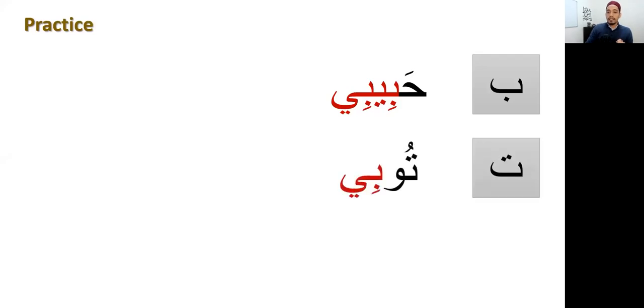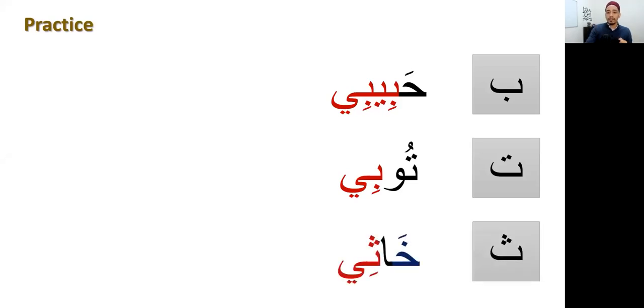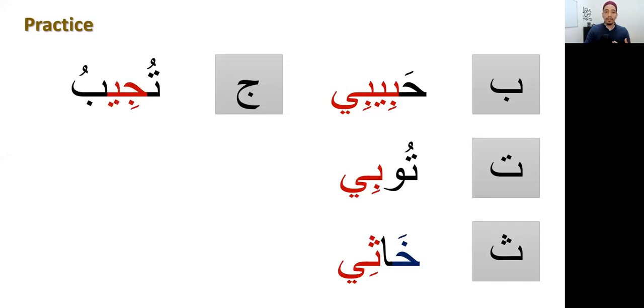Letter ta. Tubi. Can we see the waw mad in the beginning? Tu, and then I have the bi. That's the ya mad. Here we go. Khathi. Can we see the thi there? Letter tha. Thi. Khathi. See, there's a lot of mads in this word. Can you see how it's extending the sound? Not quick anymore. Here we go. Tujibu.